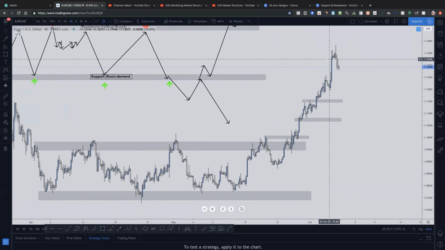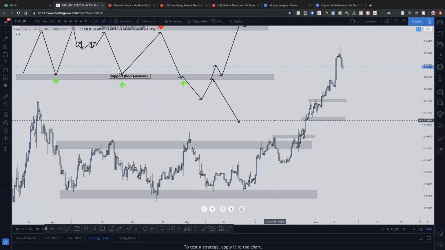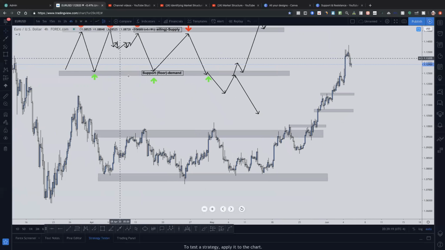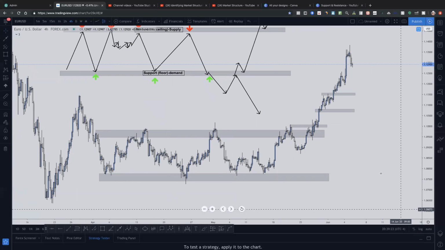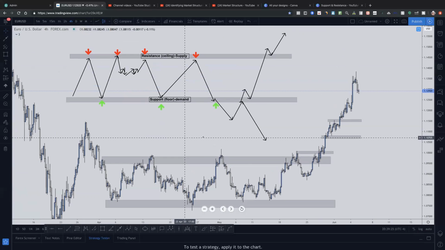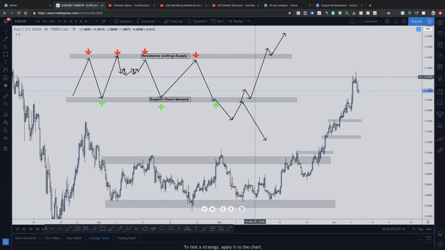So your homework is to locate areas of consolidation where it's moving sideways and show me support and resistance, okay? And make sure you label it. You don't have to put these arrows, there's no need for you to do that, but you want to make sure you can identify the sideways movement.